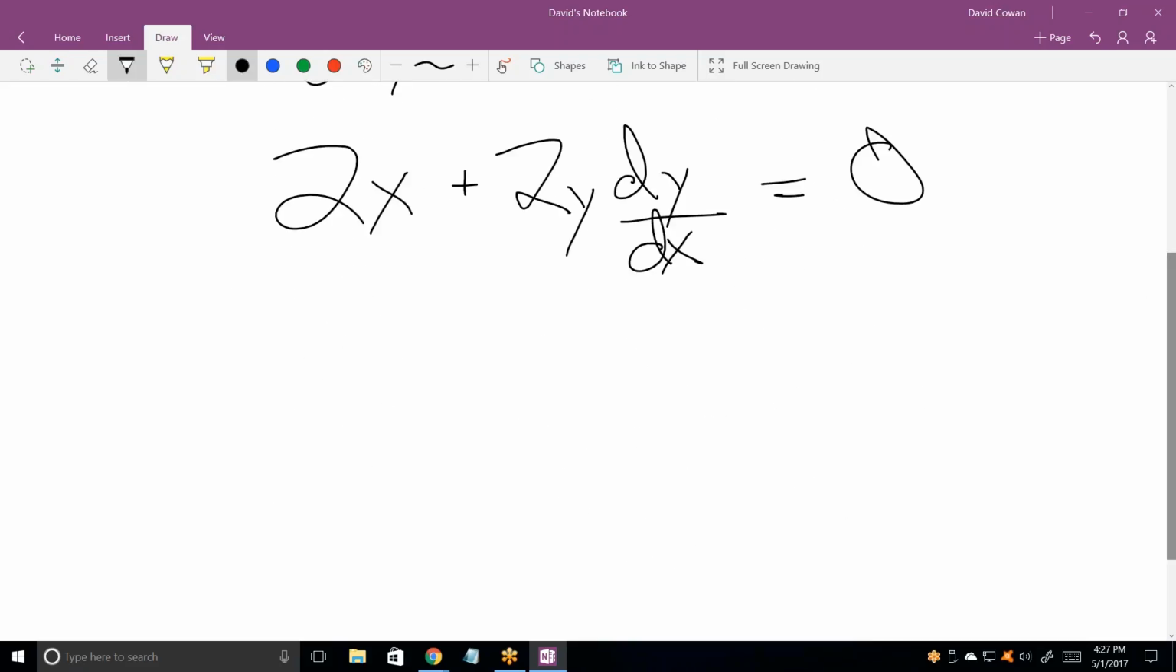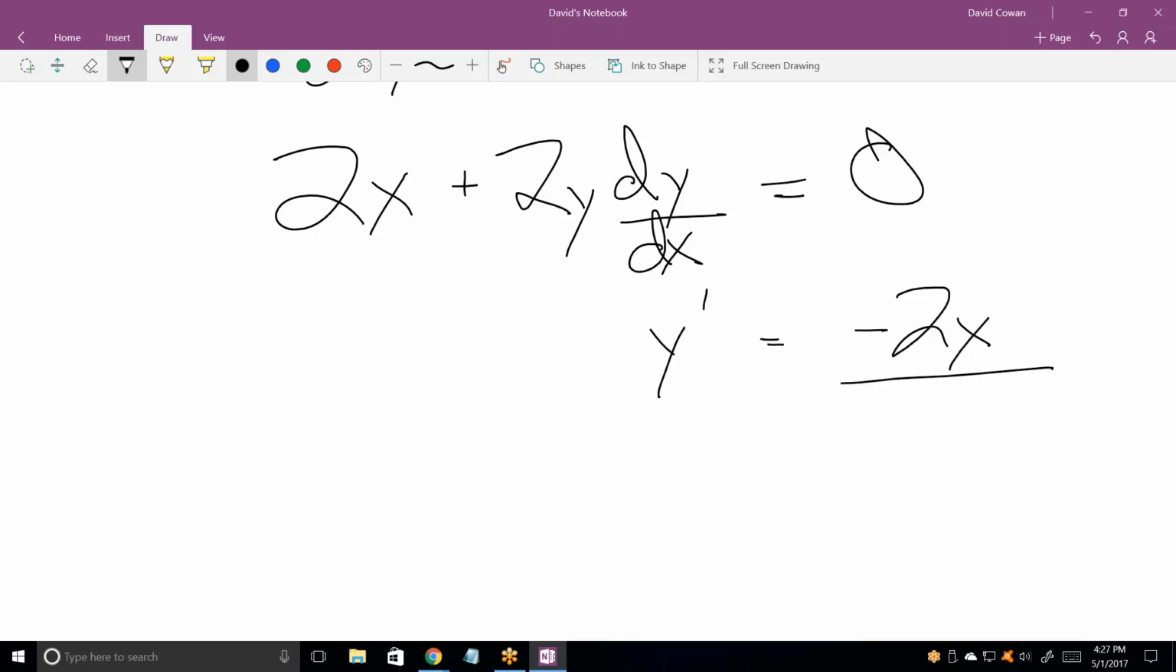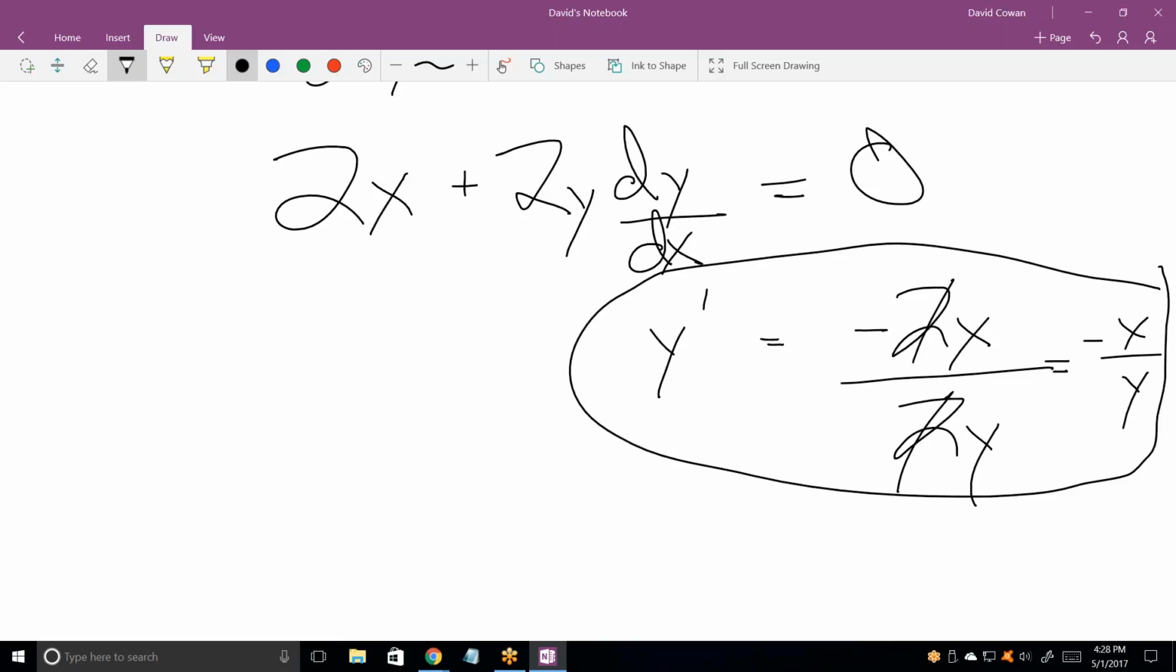I've implicitly differentiated it. I'm going to call that y prime. And it's going to be minus 2x. I'm going to take that on the other side, divided by 2y. The 2's cancel, and I get minus x over y. What's significant about that answer is, first of all, the answer has both x and y in it, which is different. When you explicitly differentiate something, it usually only has x in the answer.